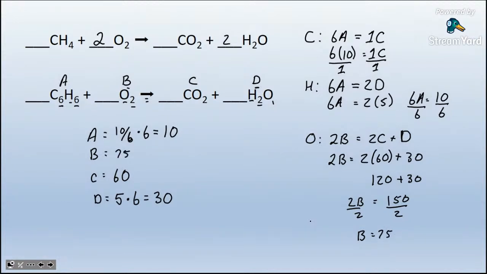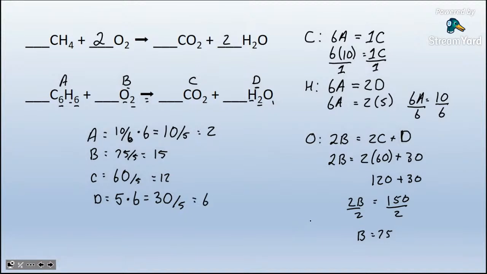And then we look to see, can I reduce each one of these values down? Yeah, I can divide all of them by 5. So 10 divided by 5 is going to give me 2. 75 divided by 5 is going to give me 15. 60 divided by 5 is going to end up giving me 12. And 30 divided by 5 is going to give you 6.